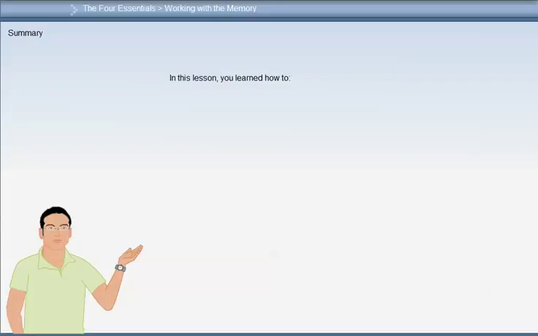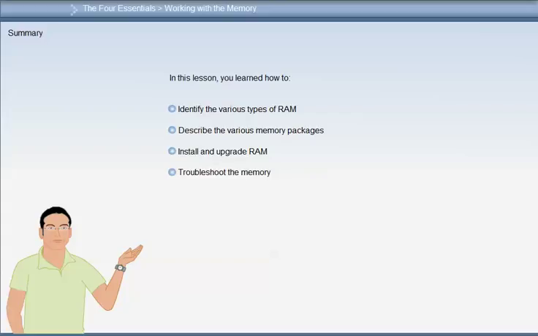In this lesson, you learned how to identify the various types of RAM, describe the various memory packages, install and upgrade RAM, and troubleshoot the memory. Click Next to take the quiz.